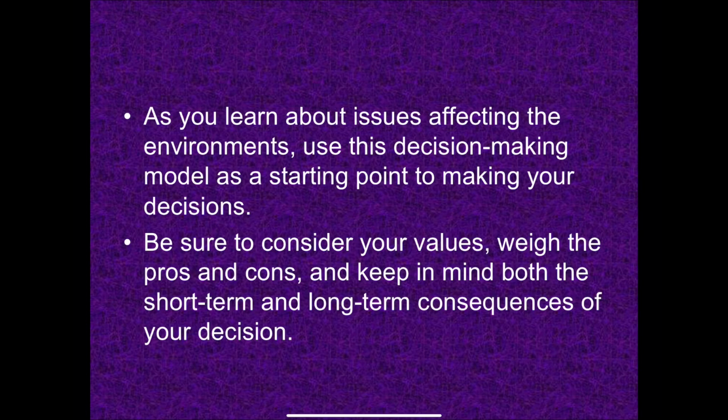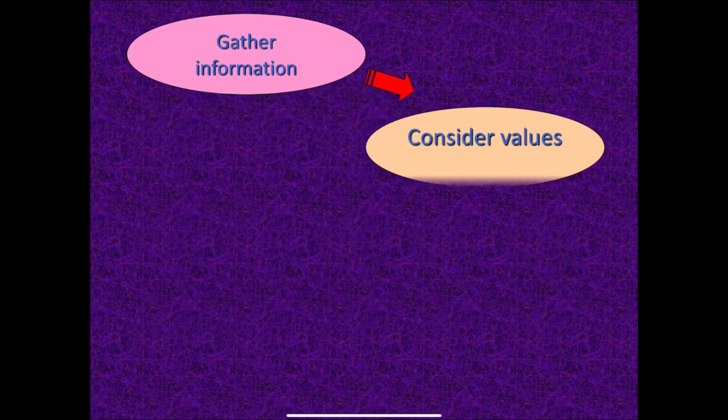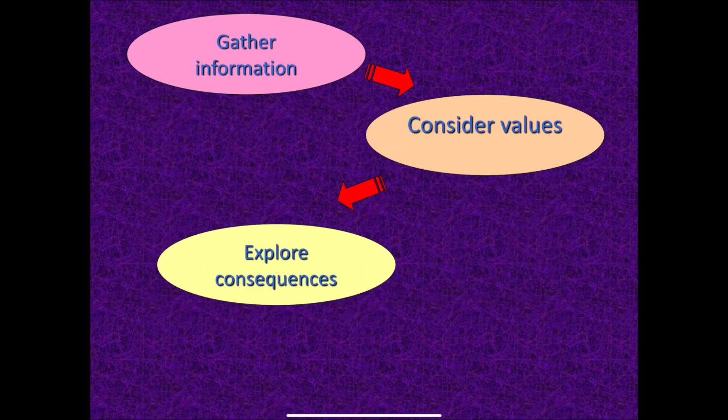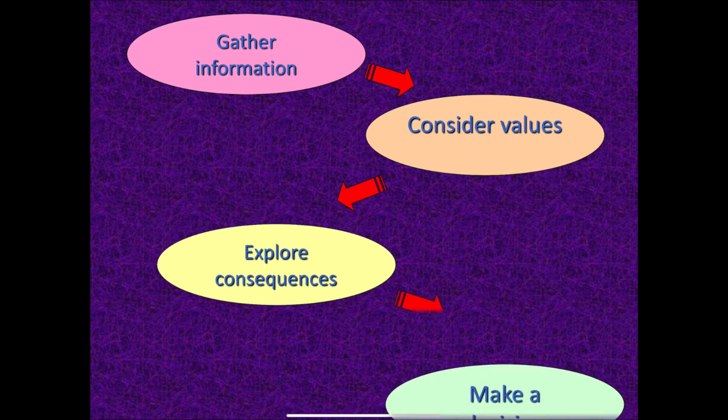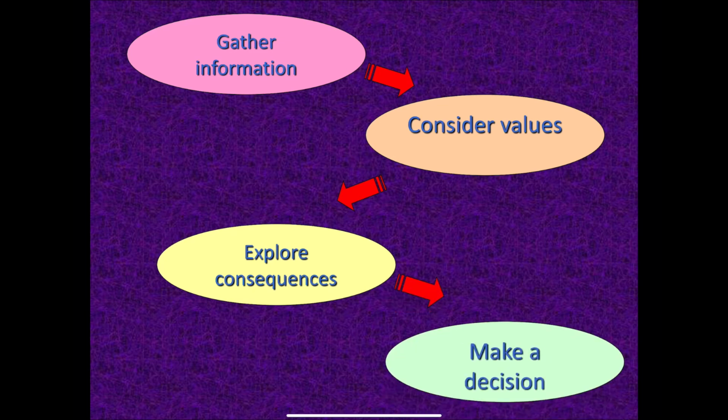Okay, so basically that's the decision-making model. It's pretty straightforward. You gather information, you consider what's important and what are the reasons for these decisions, and then you look at the pros and cons and what are some of the consequences of this action. If I do this, what's going to happen? If I don't do this, what's going to happen? And what's the good and what's the bad that's going to come out of it? And then you finally make a decision. So that's the process.